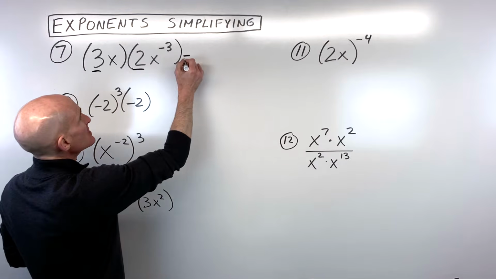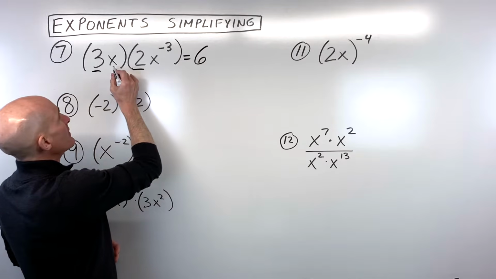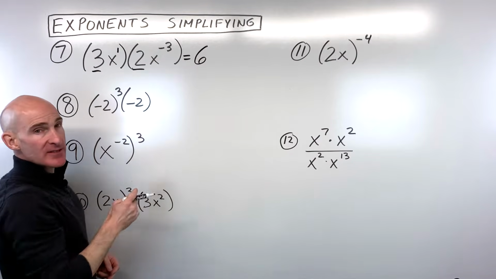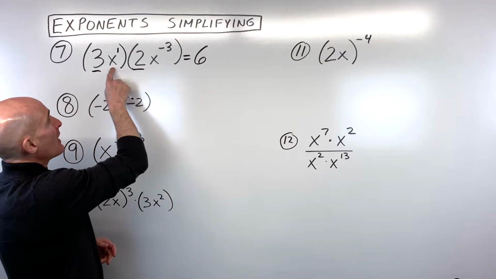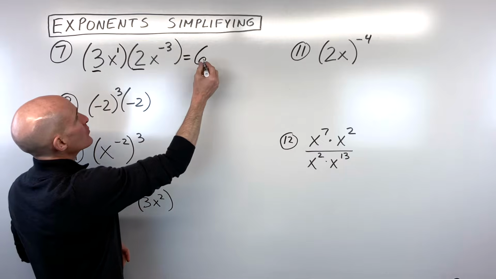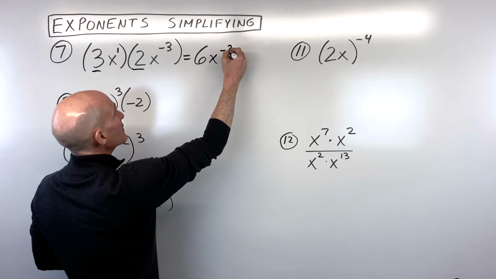3 times 2 is equal to 6, and then the variables together. Remember, if you don't see an exponent, that's understood to be a 1. Sometimes it helps just to write that in there. And then if you multiply, remember, what do you do when you multiply? You add the exponents, so this is going to be x to the negative 2.